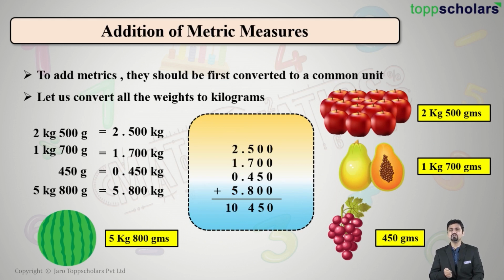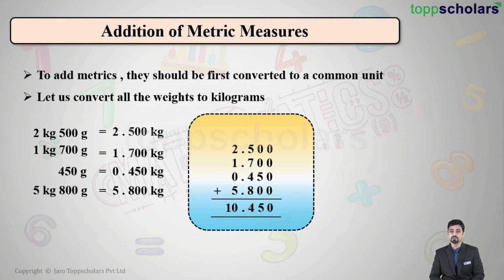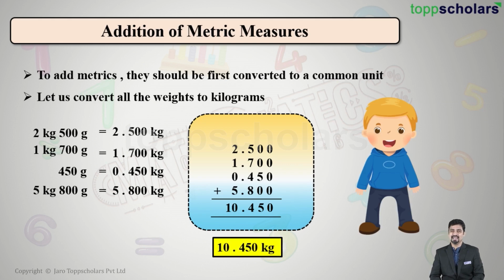Now, where do I put the decimal point in the answer? The decimal point should be exactly below all the decimal points in the question. So, I put my decimal point exactly below these decimal points over here to get my answer as 10.450. So, what was the total weight of all the fruits? Yes, it was 10.450 kg.